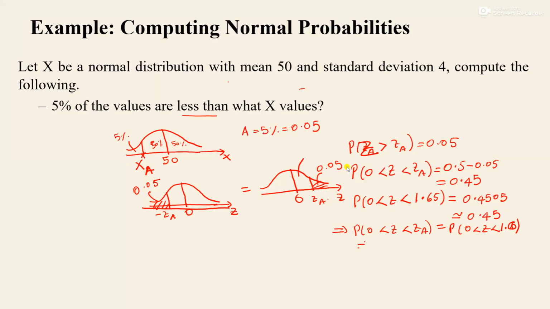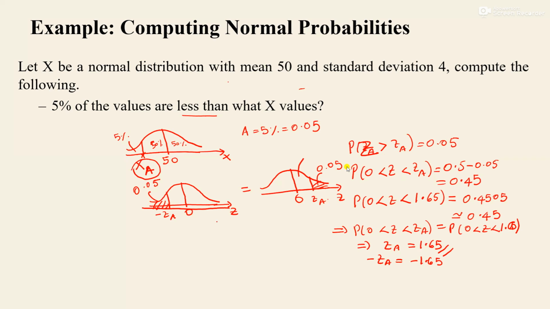So from this, ZA is equal to 1.6. Now first you note this one. I'm going to raise, still we have more calculation. Now we find ZA is equal to 1.65. So what is minus ZA? Minus ZA is equal to minus 1.65. But now we have to calculate the corresponding XA value. This value we have to calculate.